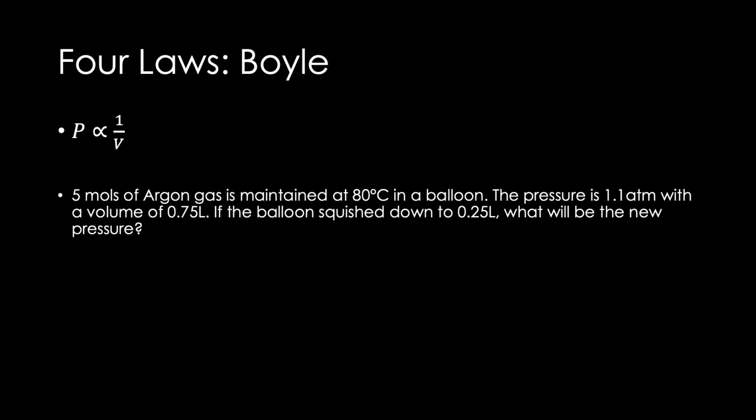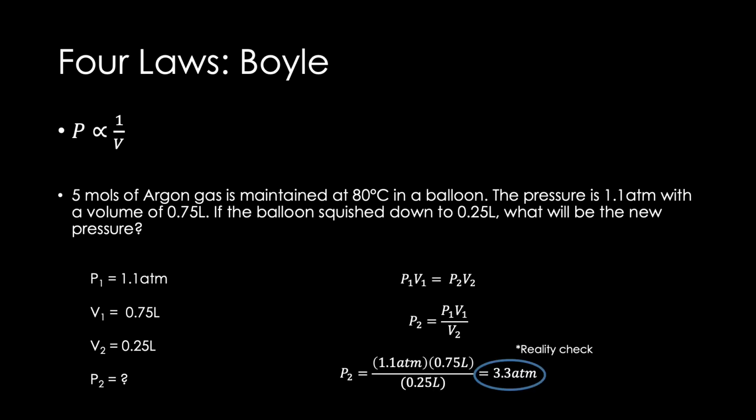We're given P1, which is 1.1 atm, V1 is 0.75 liters, and V2 is 0.25 liters, and we're looking for P2. We can set up our equation, solve for P2, and plug in our values. We end up getting a new pressure of 3.3 atm, and this makes sense. We decrease the volume of our balloon, which should result in an increase in pressure. Here we see the pressure change from 1.1 atm to 3.3 atm.